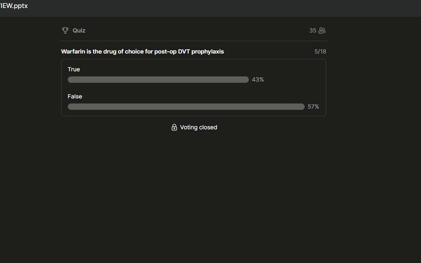Okay, so let's critically think this one. Post-operative DVT prophylaxis, or preventing DVTs immediately after surgery. How long does it take for warfarin to become effective? It can take a couple days for warfarin to even be useful at preventing clots. Well, if they came out of surgery, I want to start preventing clots right now. I don't have time for warfarin to work. So I've got other options that will start to work immediately.